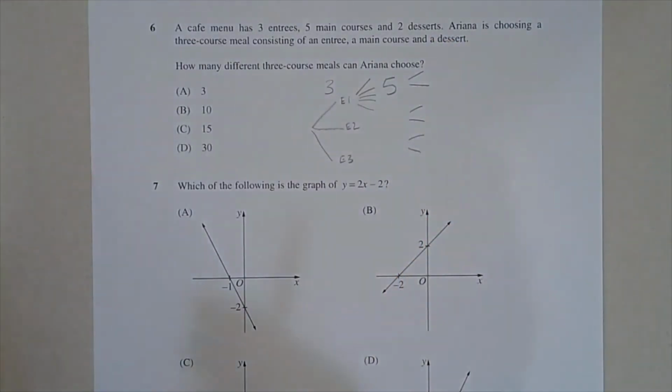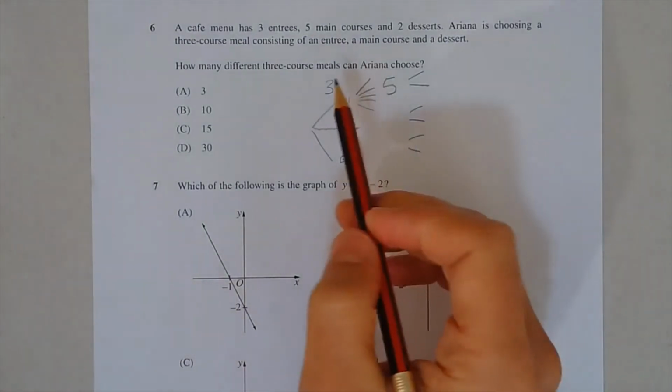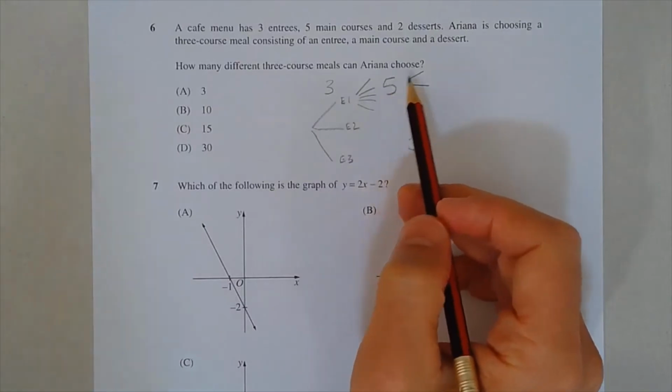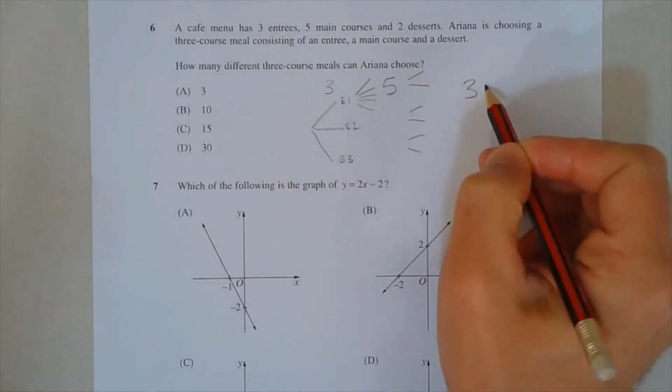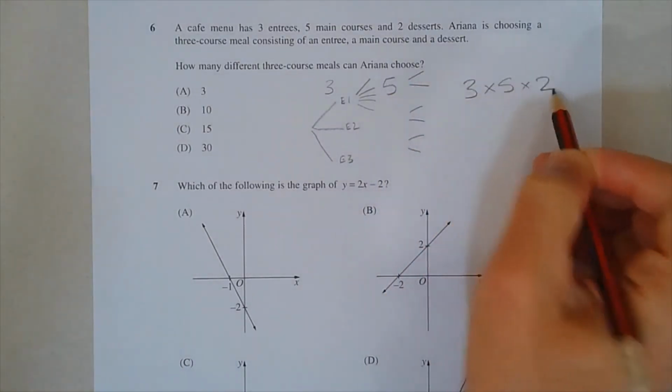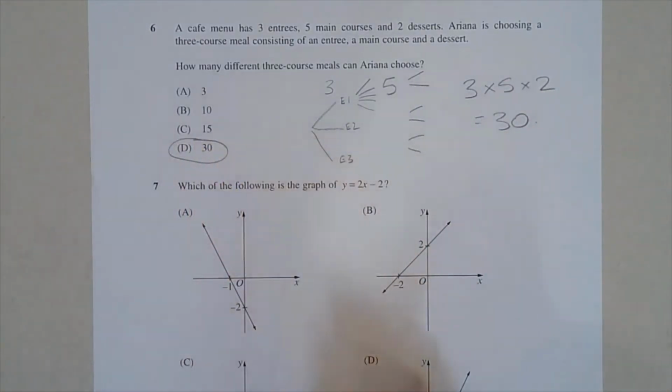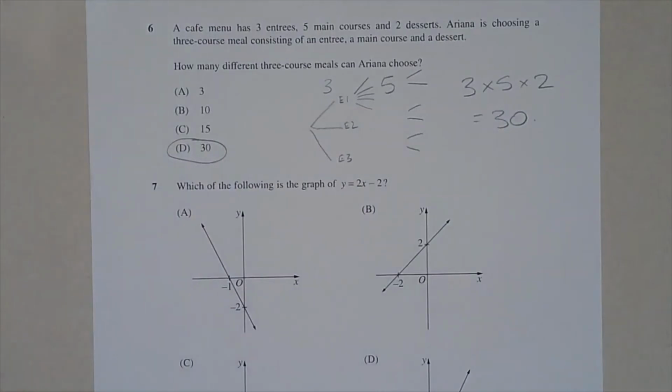And so on. So it's important to see the pattern here. So for every entree, there are 5 main courses, and for every main course, there are 2 desserts. So 3 times 5 times 2 equals 30. And the answer is 30 different meals that Ariana can choose.